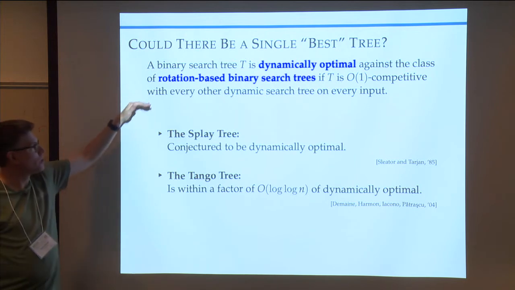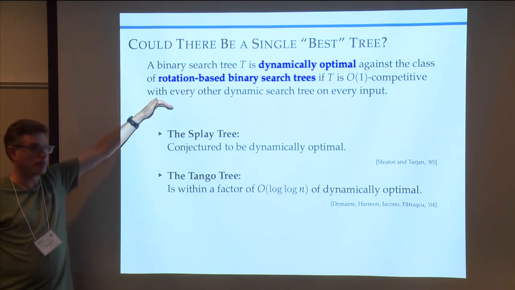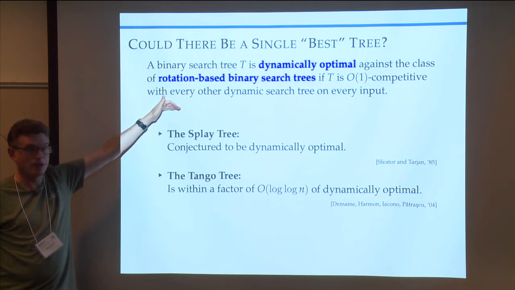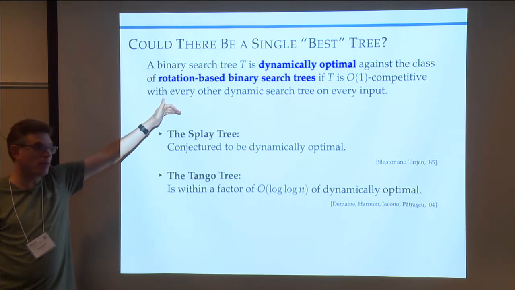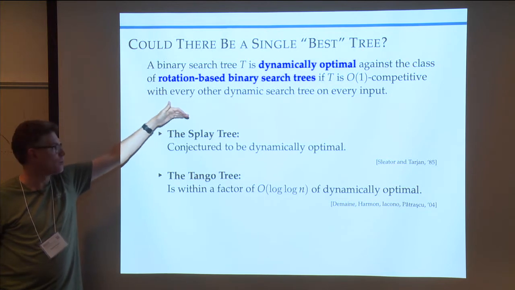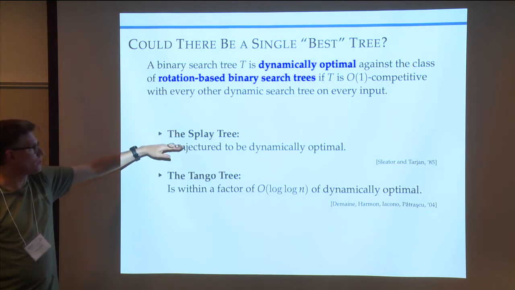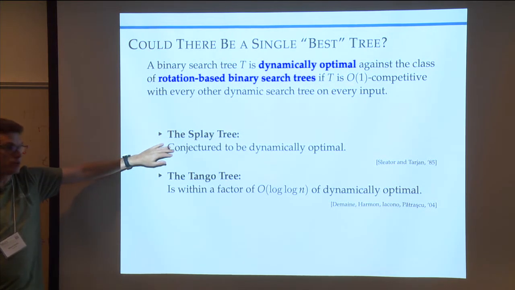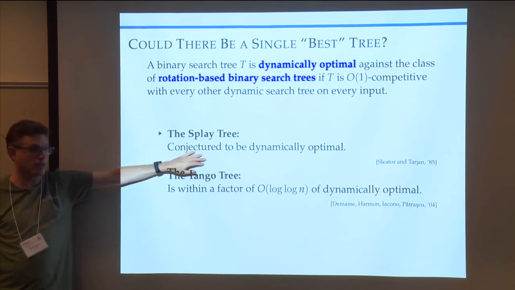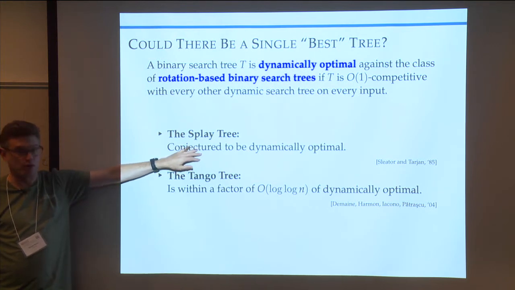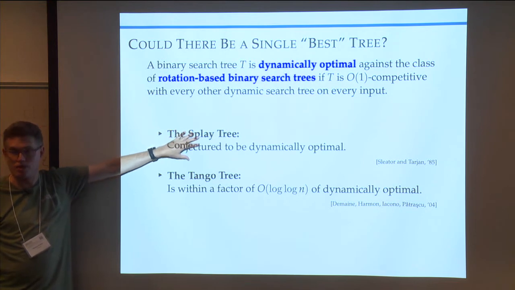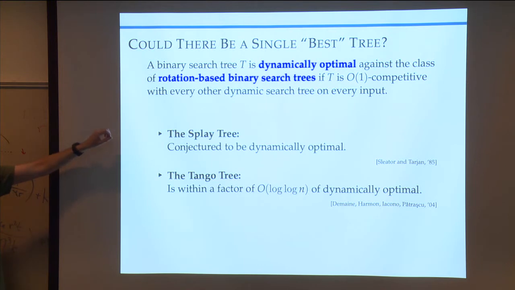OK, so it's an amazing concept, even to consider that there could be such a tree, and we don't actually know whether there is one. So it's been conjectured that the splay tree is dynamically optimal, and I think many people believe that it is, but we don't know how to prove it. And this is one of the most important open questions in data structures.